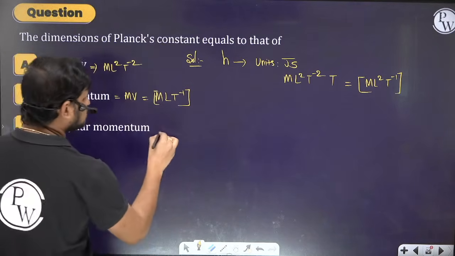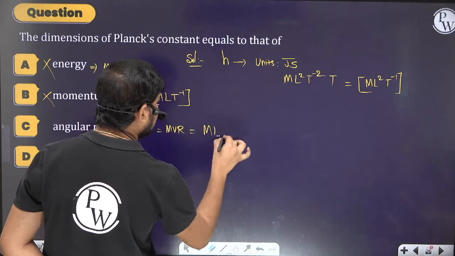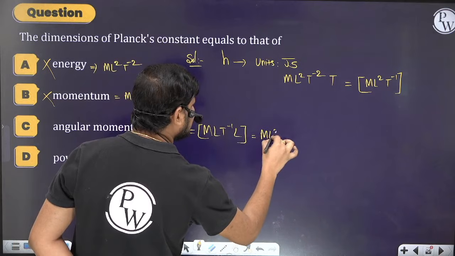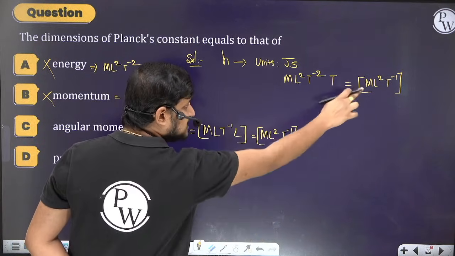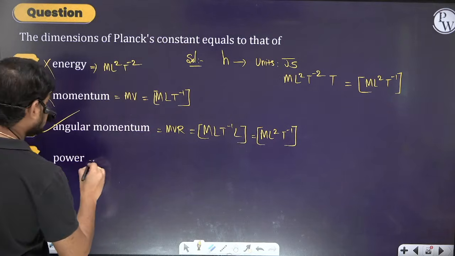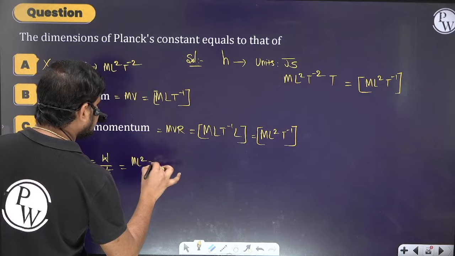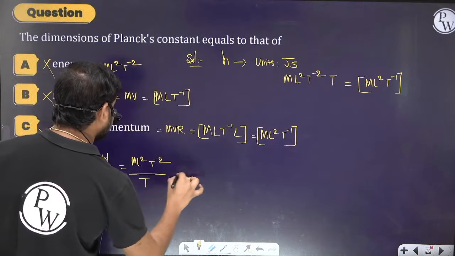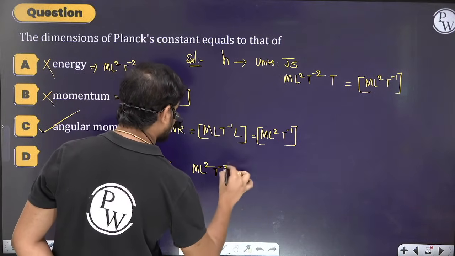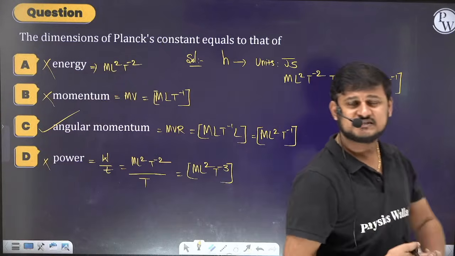Now the angular momentum. What's the angular momentum formula? m v r. What is the dimensional formula of m? M. V is L T to the power minus 1, r is L. So which is equal to M L square T to the power minus 1. See here, the Planck's constant is M L square T to the power minus 1 and angular momentum is also M L square T to the power minus 1. So the same thing. If you want to check the power also: power is nothing but work done by time. Work done is M L square T to the power minus 2, divided by time T, so M L square T to the power minus 3, which is again not matching with the Planck's constant. Clear? Done, guys? Sure. Let's move further.